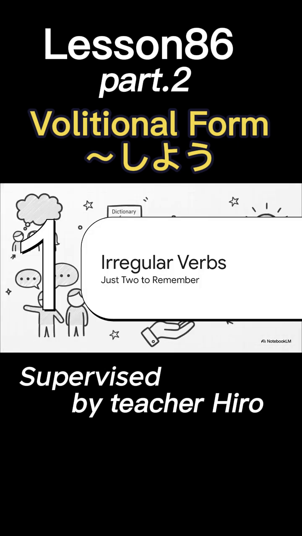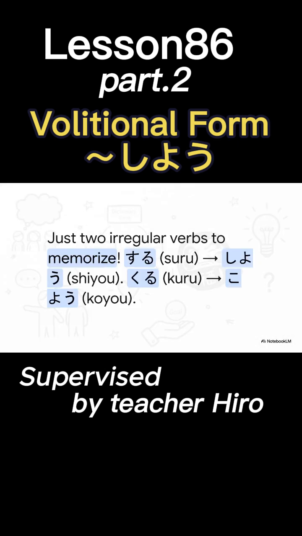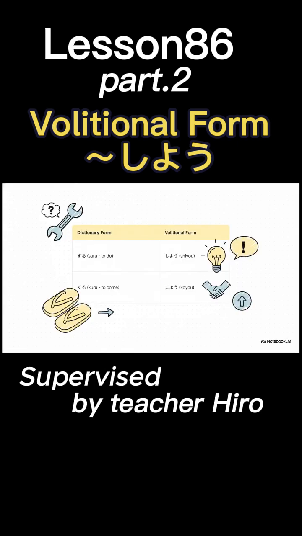Now for the part of grammar that everybody just loves, the exceptions. But listen, I've got some great news. When it comes to the volitional form, there are only 2 irregular verbs you need to worry about. That's it. Just 2. These guys don't follow any of the rules we just went over, so they're pure memorization. Suru, which is to do, becomes shiyoo, and kuru, which is to come, becomes koyoo. That's the entire list. So you just gotta lock these 2 into your memory.